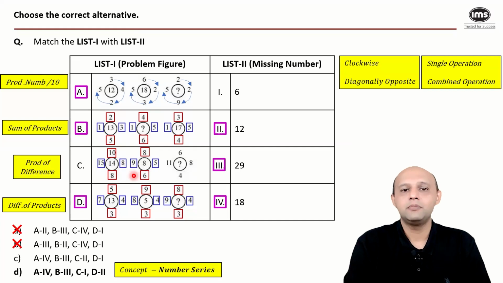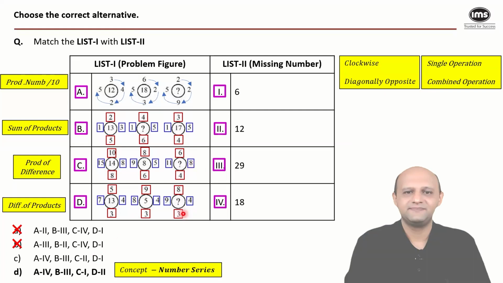So it's basically the product of differences. So that therefore, again, diagonally opposite, combined operation. Next, 6 and 4, the difference is 2. 11 and 8, the difference is 3. So 2 times 3, therefore, would be 6. So C would map with the first element from the second list. And therefore, the answer is option D.